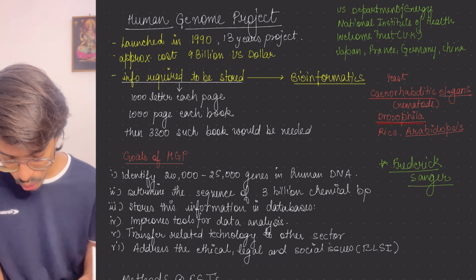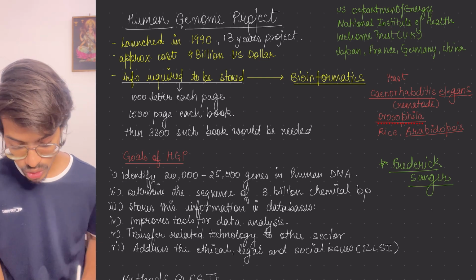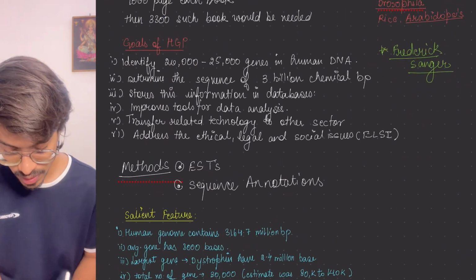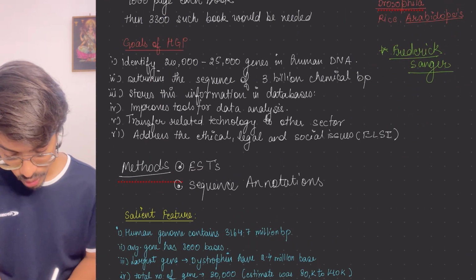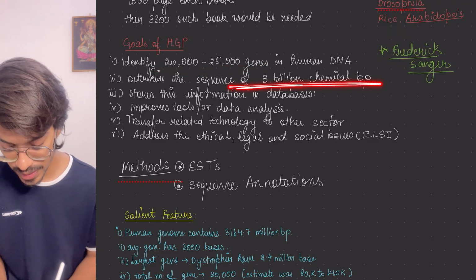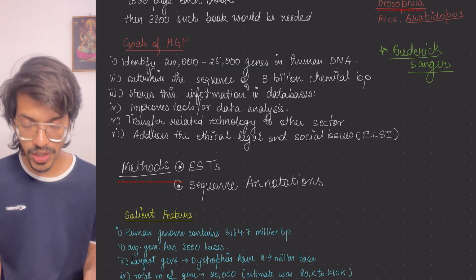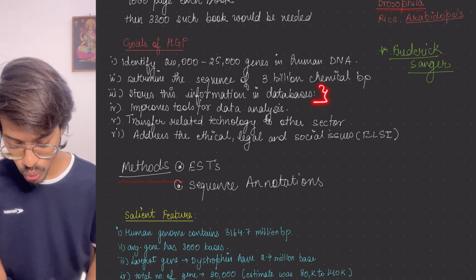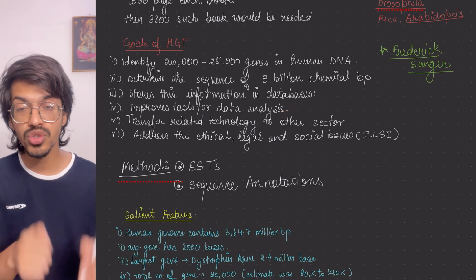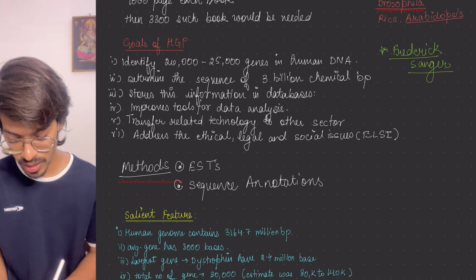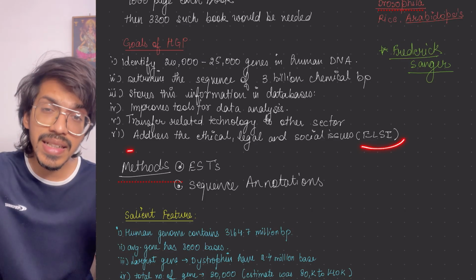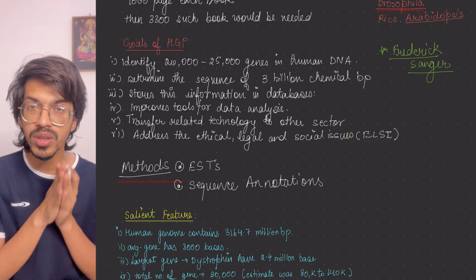Then the next thing is the goals of the Human Genome Project. If we see the goals, we have to find out how many genes are there. So identify those genes, identify the whole sequence that is present, store the information, develop data analysis tools which can help us, transfer this technology to other sectors to make helpful things for humans, and address the ELSI, that is what? Ethical, legal, and social issues with the project.